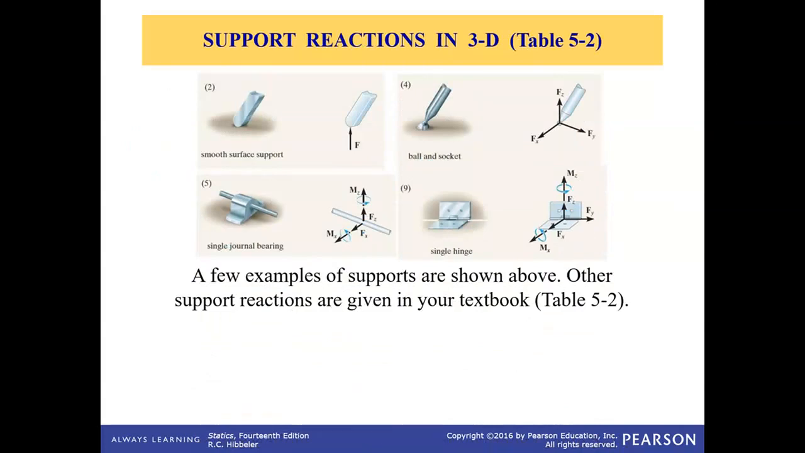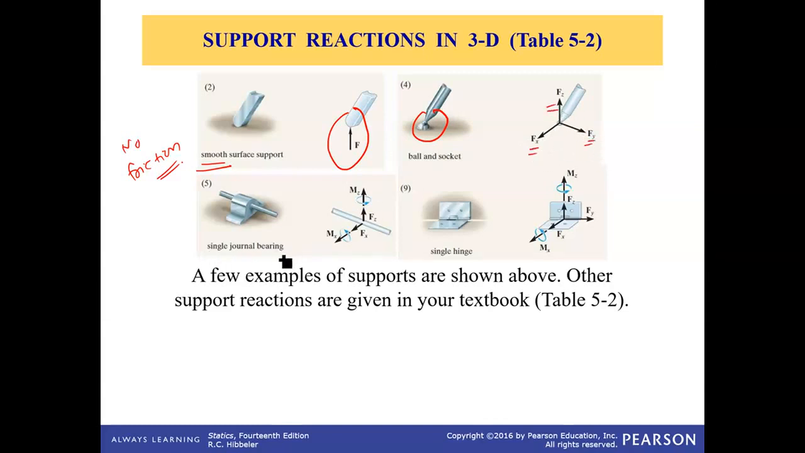These are examples of some types of supports in 3 dimensions, such as a smooth support. When we use the word smooth, that means we neglect friction. So no friction when it is smooth. If it is a smooth pin, then there is only one support reaction. If it is a ball and socket joint, then there are 3 support reactions: the forces in x, y, and z.